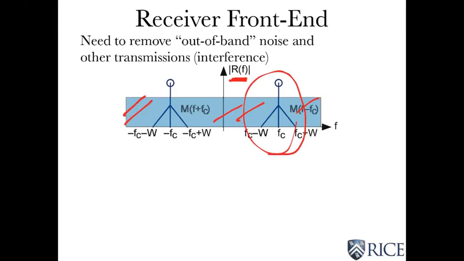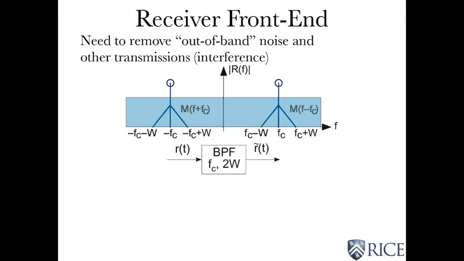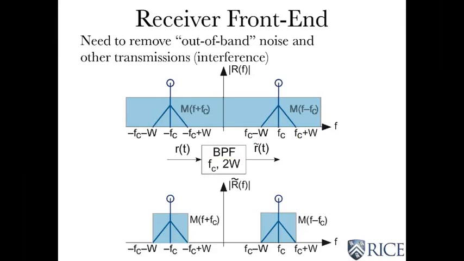And pretty clearly we want to get rid of all this out-of-band noise, and we do that by bandpass filtering. So this stands for bandpass filter. It has a center frequency equal to the carrier frequency, and has a bandwidth of 2W because that's the frequency range. So once you go through that bandpass filter, this is what you get. You're only left with in-band noise and the message that we want.